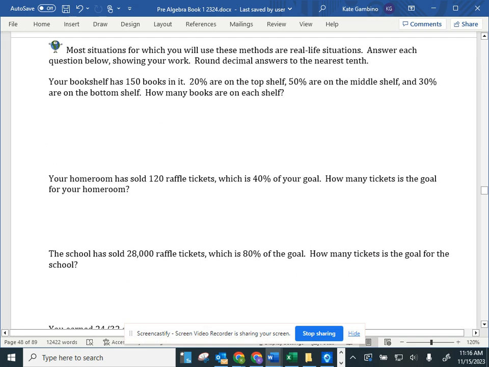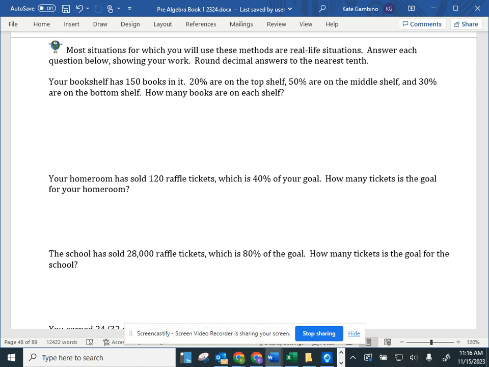All right, friends, we are not done. We are not done. Most situations, look at the next page. Most situations for which you will use these methods are real life situations. Answer each question below showing your work. Round decimal answers to the nearest 10th.